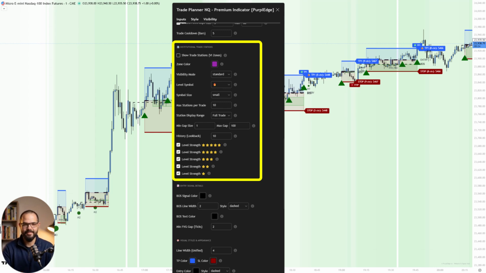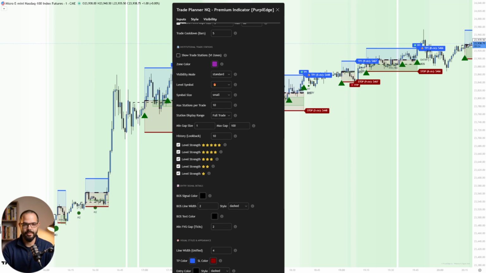Fifth, institutional trade stations. This is a unique power multiplier. The system identifies structural liquidity levels and ranks them from 1 to 5. Watch how the price reacts to these zones to decide whether to add to your position or reduce risk. You have full control over how these levels are displayed on your chart.